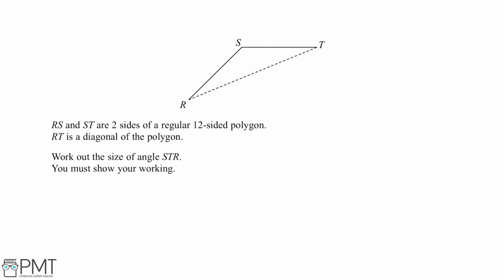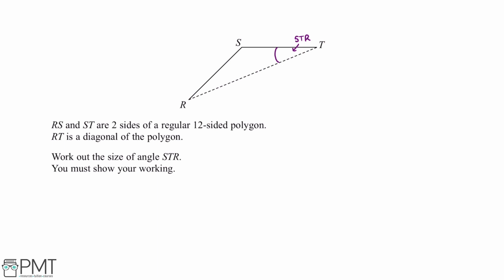RS and ST are two sides of a regular 12-sided polygon. RT is a diagonal of the polygon. Work out the size of angle STR. You must show your working. So the first thing we can do for this question is mark on the angle STR so we know which angle we're working out. So angle STR will be this angle here.